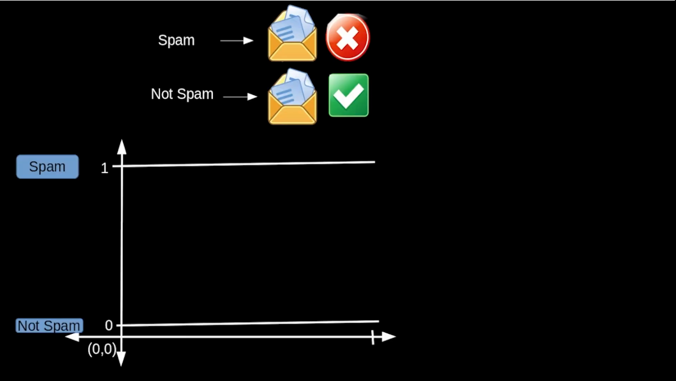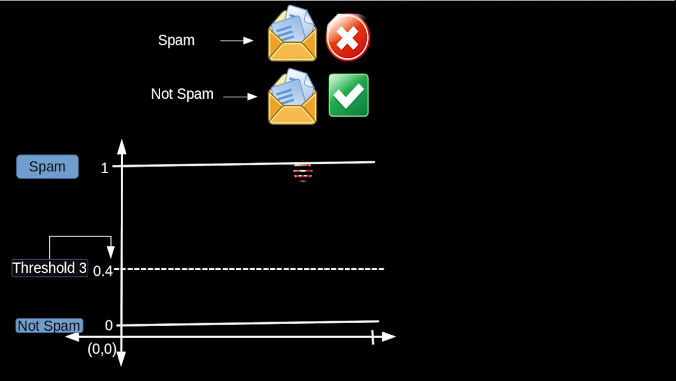Now let's move to the third threshold, that is threshold 3, which is 0.4. We'll follow the same process as we did in the case of threshold 1 and threshold 2. Here, if the predicted probability is greater than 0.4, then it will be classified as spam, and if it is less than 0.4, then it will be classified as not spam.